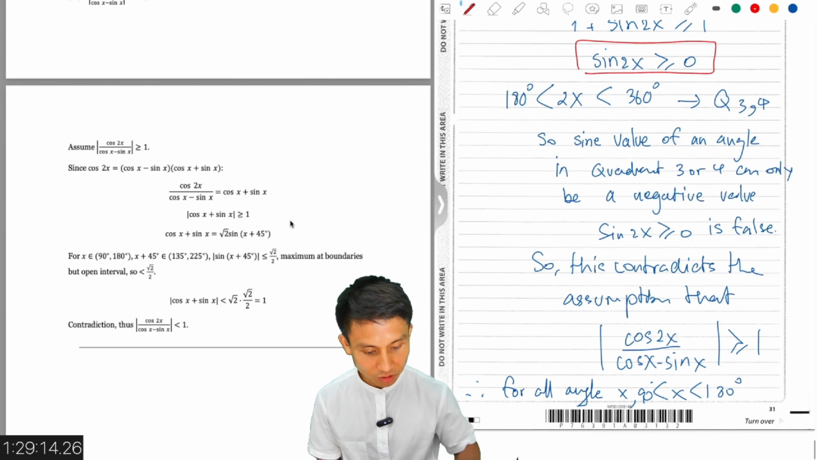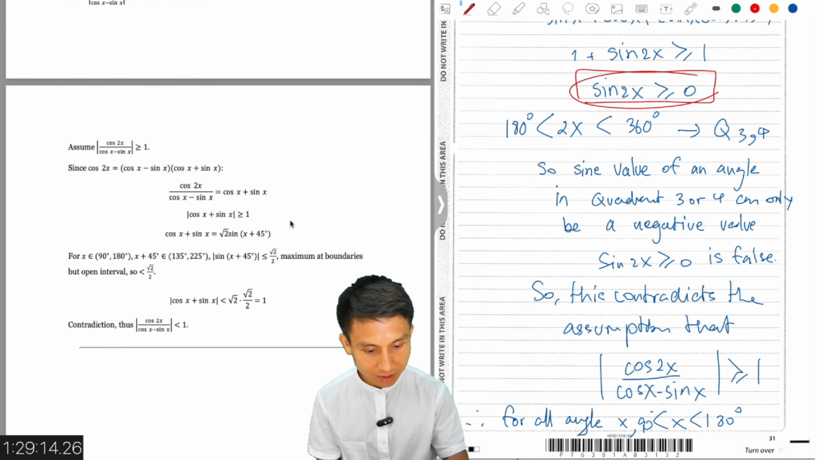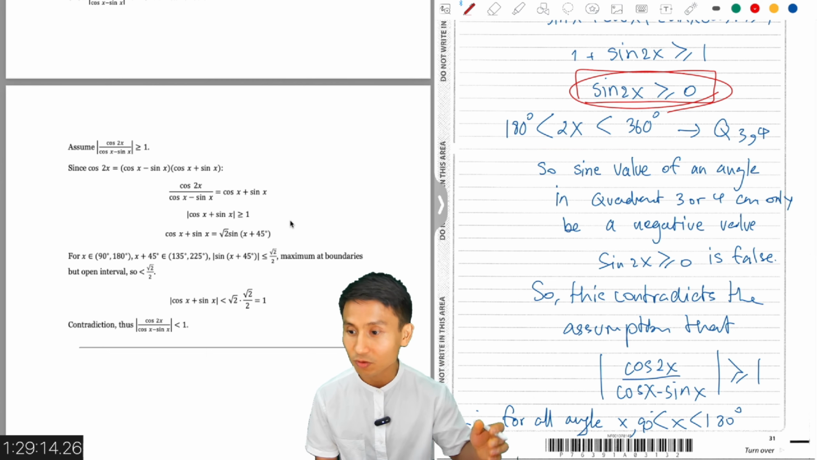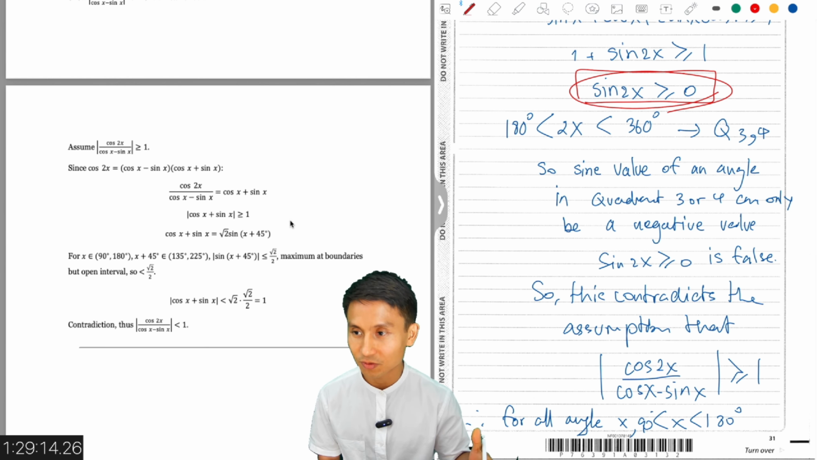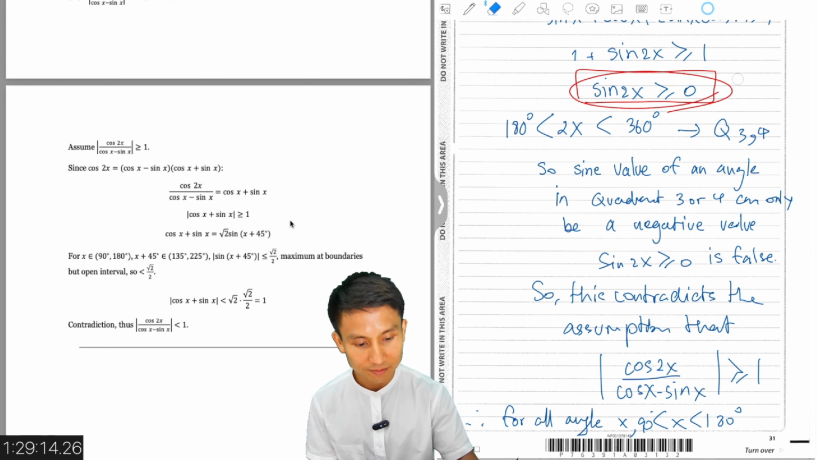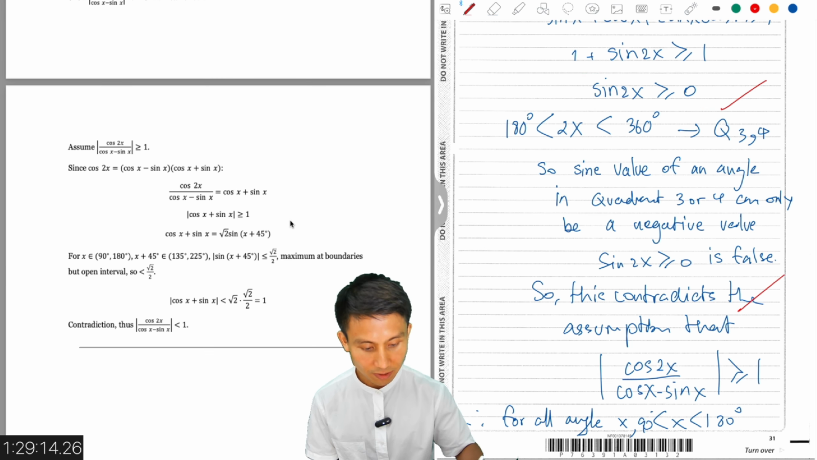I'm also showing that sine 2x greater than 0 here is not possible, because if you look at the bounds there, 2x is in the third or fourth quadrants, which is not a positive value. It's actually a negative value, so that contradicts as well. All right, so that's also fine. I think I'm going to mark myself here.